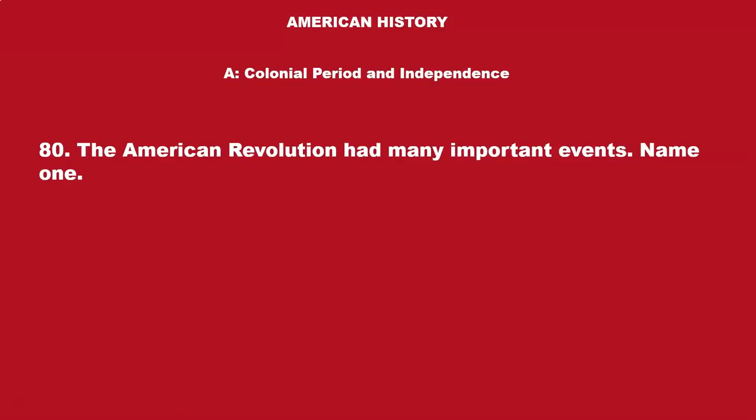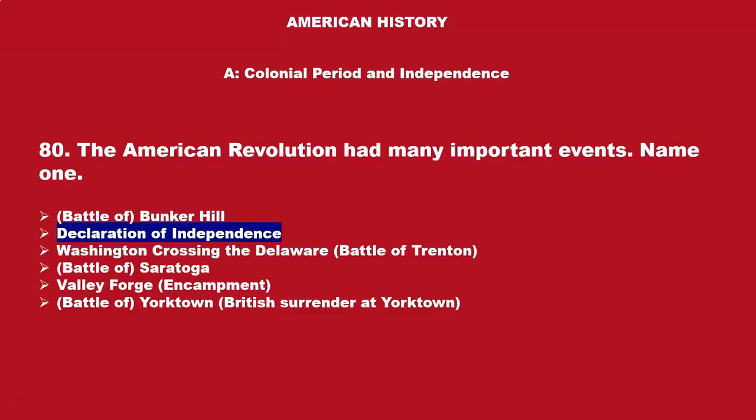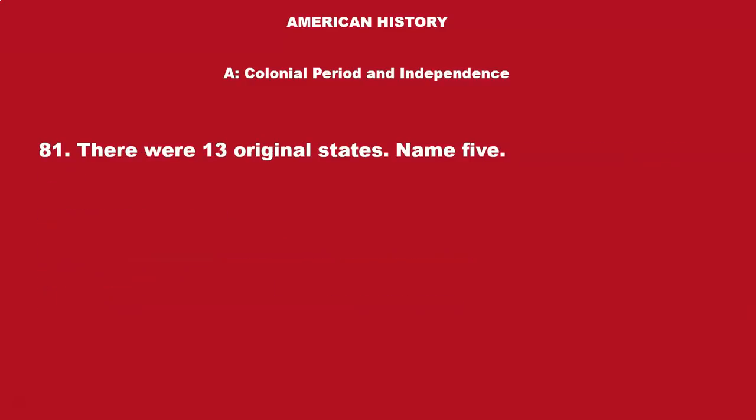The American Revolution had many important events. Name one. Declaration of Independence. There were 13 original states. Name 5.